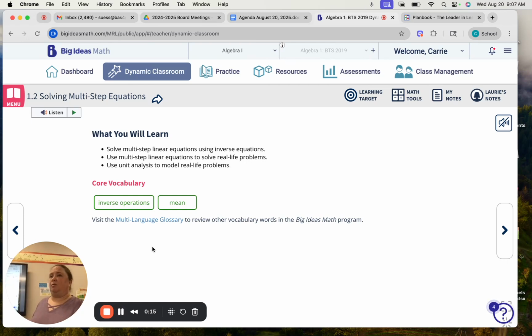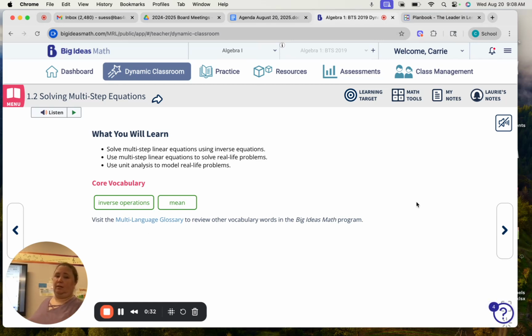All right, so tell me what the inverse operations means. Nico: 2 operations that undo each other. Right, we've learned some of those already, right? What's an inverse operation we've already learned? Addition, subtraction. What's another one? Multiply, divide. Very good.